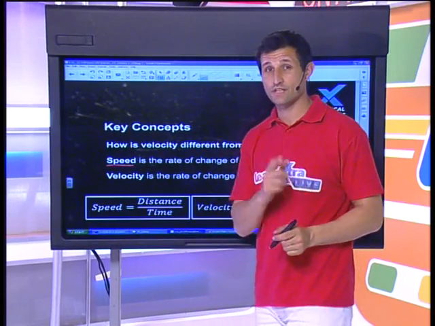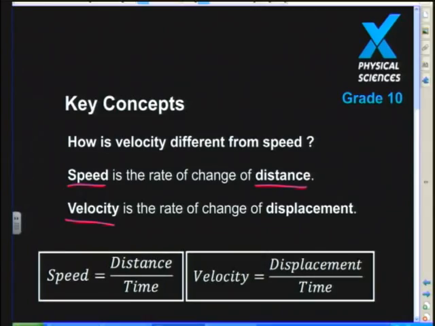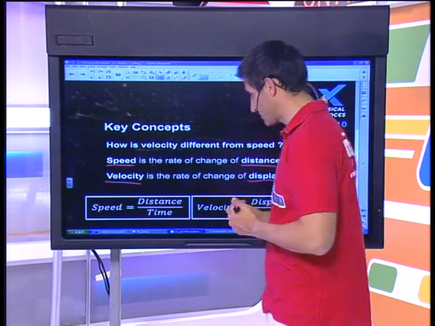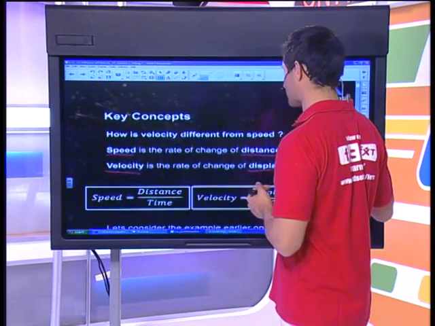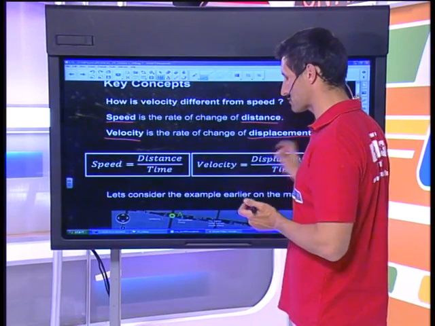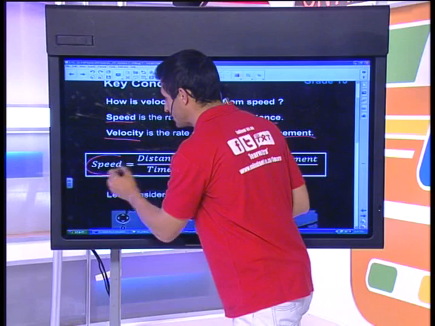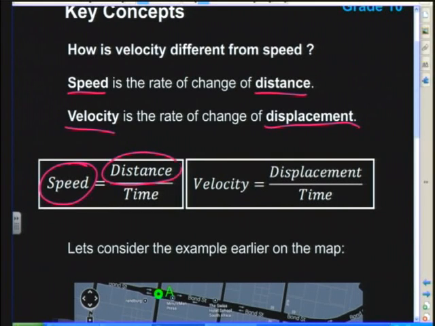Now, here's the new word. Velocity is the rate of change of displacement, so slightly different. But because velocity uses displacement, it also becomes a vector itself. So let's take a look at the equations side by side and try to spot the differences. It says that speed is distance over time, whereas velocity depends on the displacement over time.